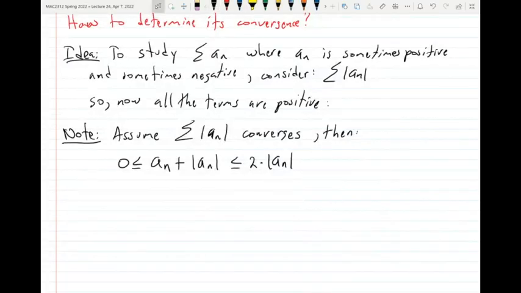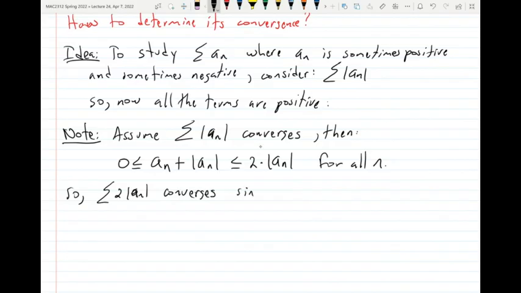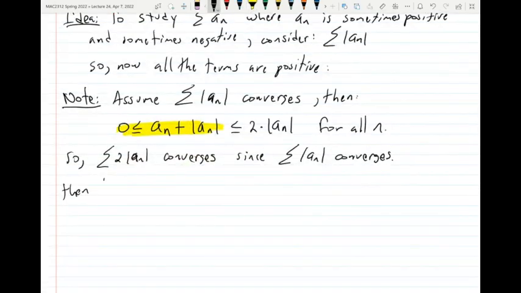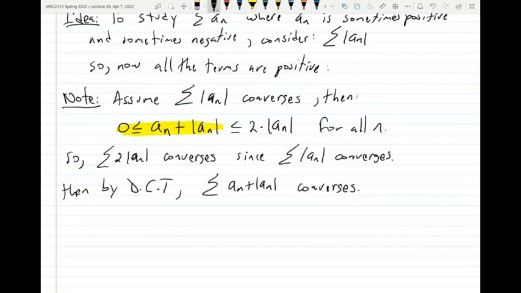So we have that the series of absolute value of AN converges, then we have that inequality, and this is true for all n. So this one converges since the series of absolute value converges. And therefore, because we have this right here, by the direct comparison test, this series will converge. Are you following the idea so far? Okay, so we have that this series converges.